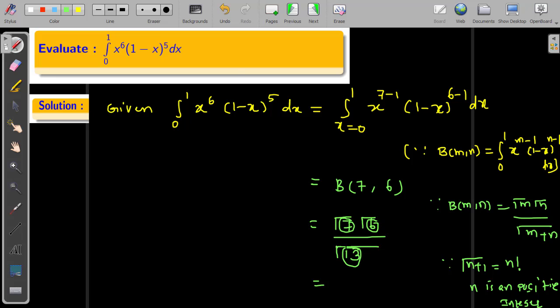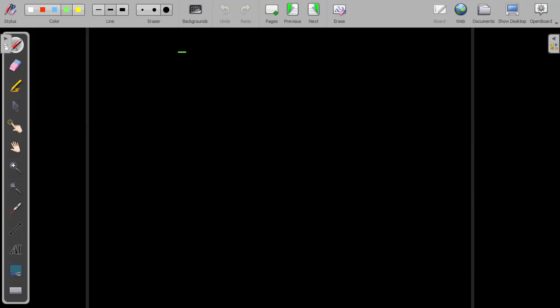this could be written like 12 plus 1, which means now it has become like this. The first value gamma 7 will become 6 factorial. Again gamma 6 will become 5 factorial. Gamma 13 will become 12 factorial. Now simplification. The next step, this is equal to 6 factorial, I'll keep like this, multiplied by 5 factorial, divided by the denominator 12 factorial.